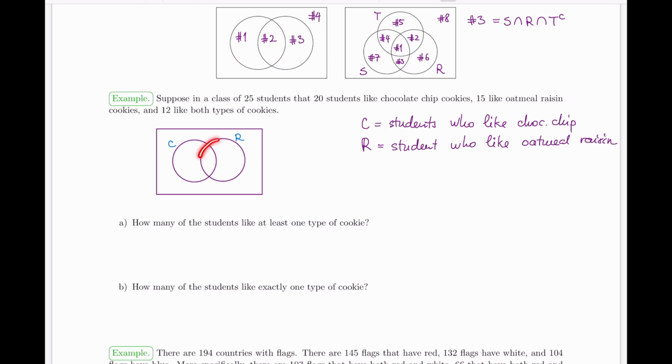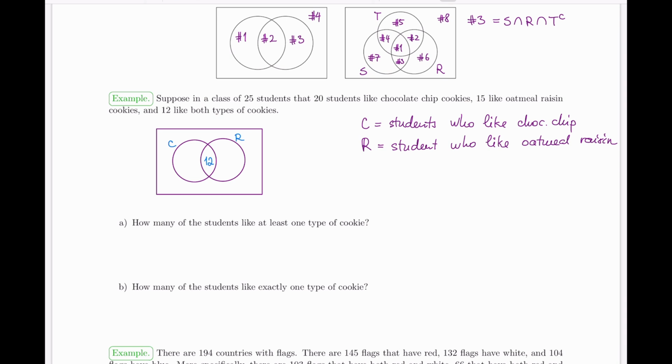15 is the number of students that like oatmeal raisin, which means that 15 is the total number here, but there's more than one region. 12 is the number of students who like both types of cookies. Both means the intersection, and that means this region right here. There are no more boundaries in the middle of this region, so 12 is the number I can actually place. 12 students are in the intersection.